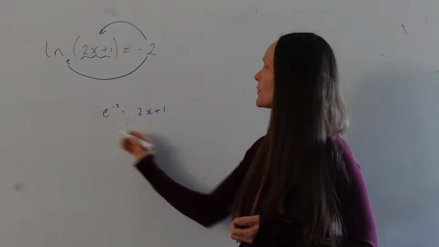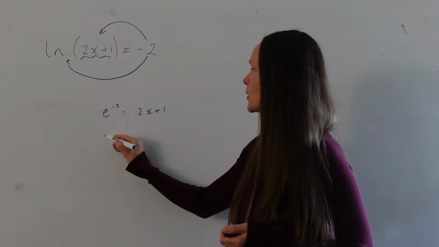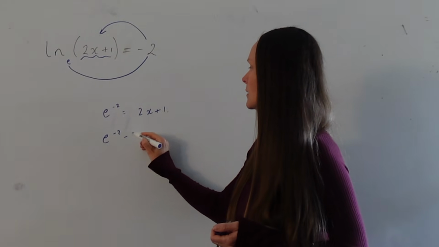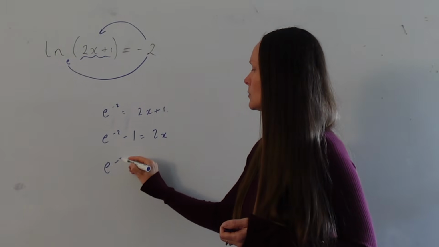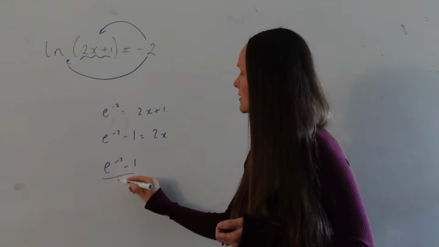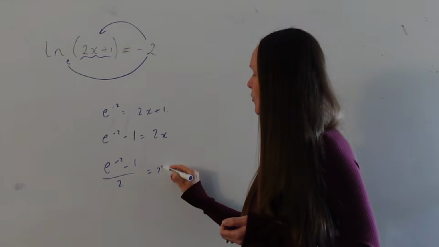So if you're solving to find x, you would then subtract 1 on both sides, and then finally, you would divide both sides by 2, which gives you the same answer as earlier, but a little bit more quickly.